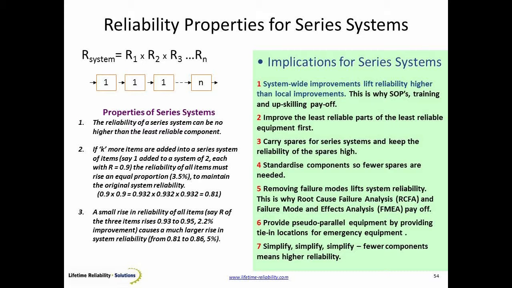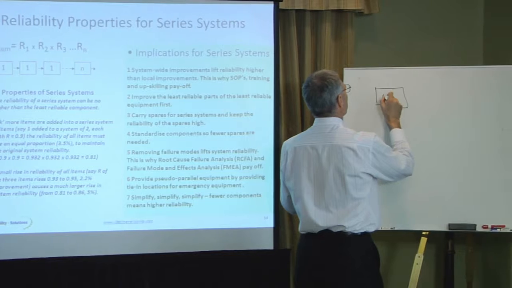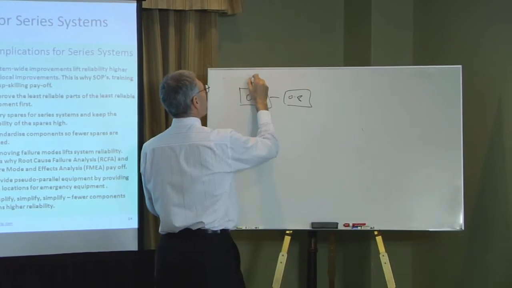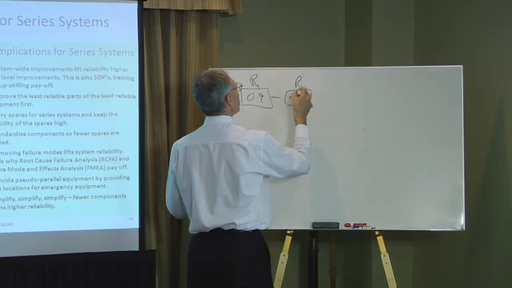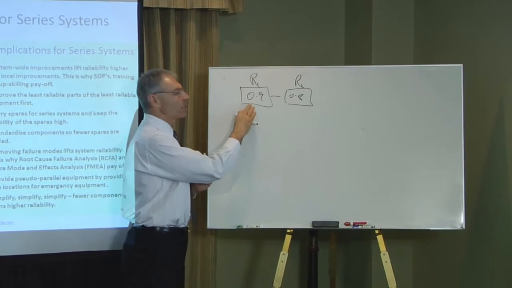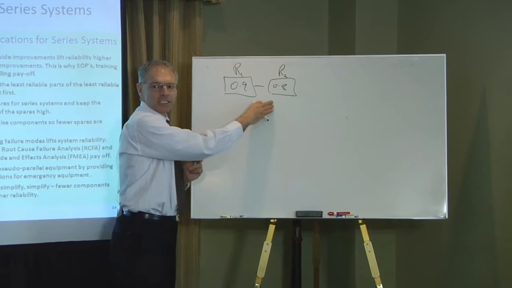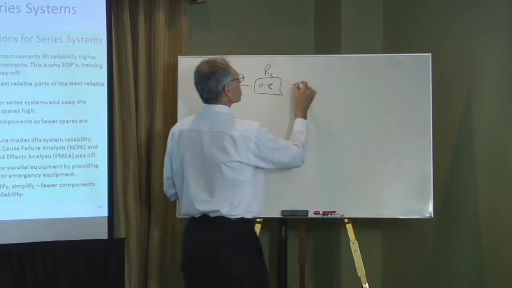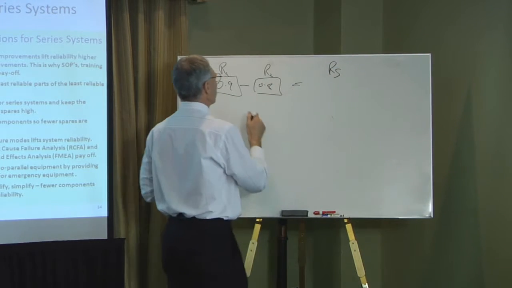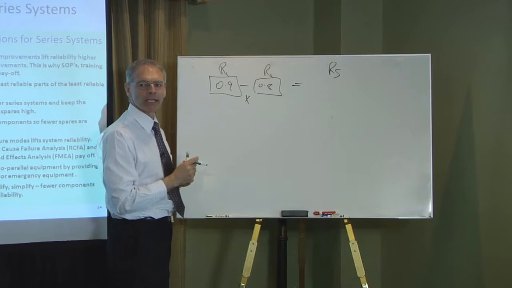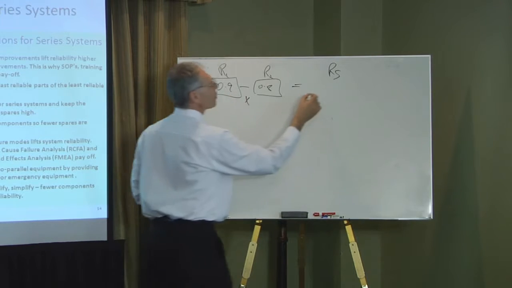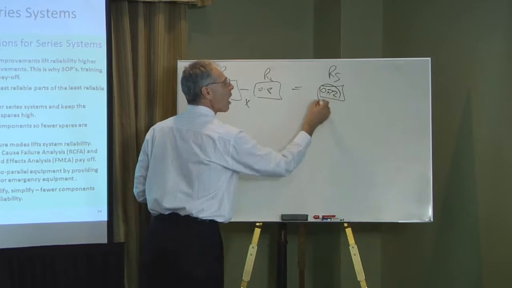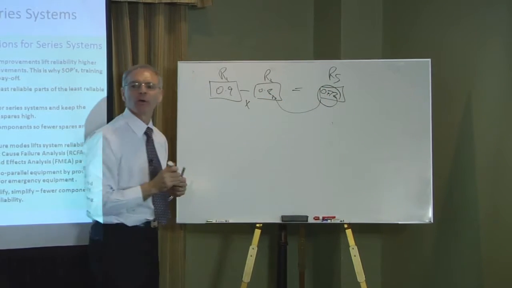Again, I'll throw some numbers up here. 0.9, 0.8, so R1, R2. 90% chance of success, 80% chance of success. That's all it is. It's just the chance this might or might not happen. So my system reliability, R system, is those multiplied together. 9 times 8 is 72, so my system reliability is 0.72, which is no higher than my worst.